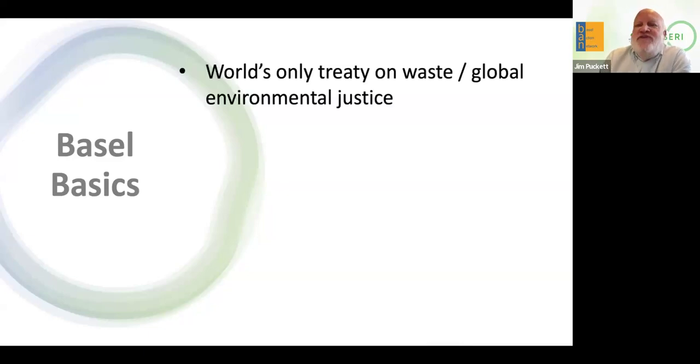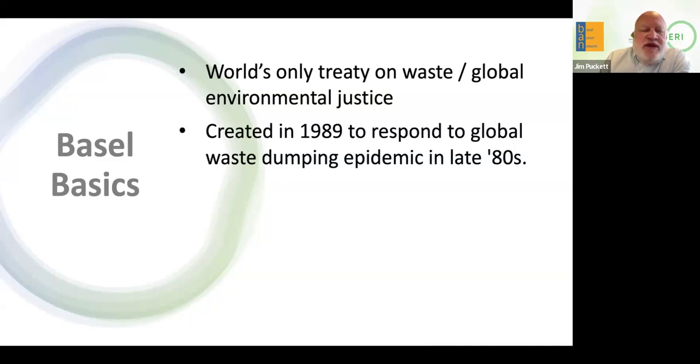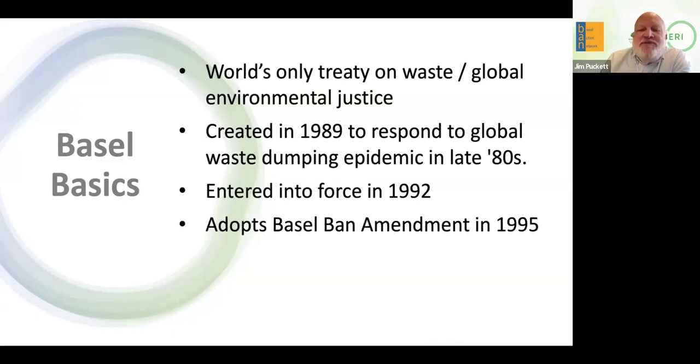So Basel is the only treaty on waste in the world. We consider it a global environmental justice treaty, the first of its kind. It was created in 1989 to respond to global waste dumping that was really epidemic in the late 1980s, with container ships flying around the world dumping their waste in different jurisdictions. The convention entered into force in 1992. It adopted the Basel Ban Amendment in 1995.